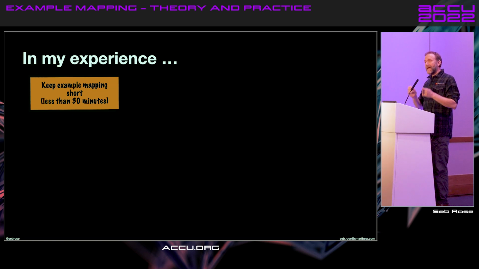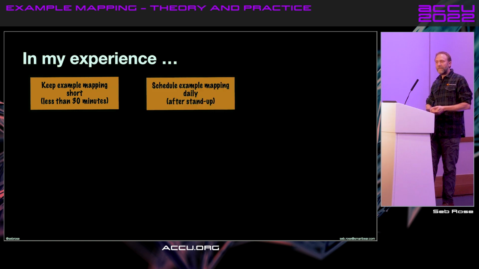Example mapping actually requires a huge amount of cognitive input. You're supposed to be doing your coding job or your test plan writing job at the table, just looking at pieces of card and then writing down what you're thinking about on green pieces of paper to interrogate your understanding of the problem. This is hard work. 30 minutes is more than enough. You'll probably want to do 45 minutes or an hour when you start. People always do. But let's do 30 minutes. That's the target to aim for. Short, sharp, intense sessions.